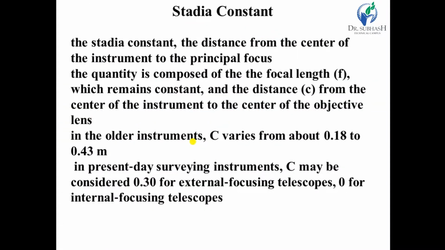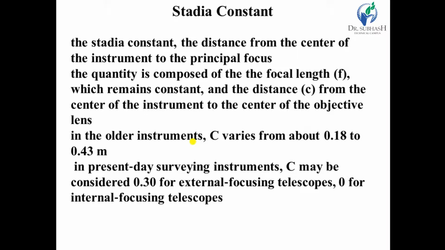Now, the stadia constant. The distance from the center of the instrument to the principal focus is composed of the focal length f, which remains constant, and the distance c from the center of the instrument to the center of the objective lens. In the older instrument, C varies from about 0.18 to 0.43 meter.